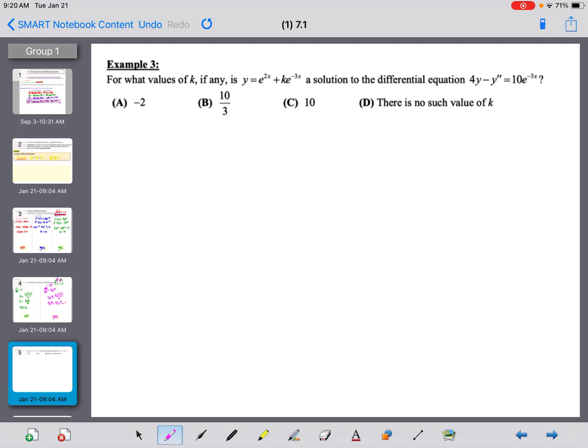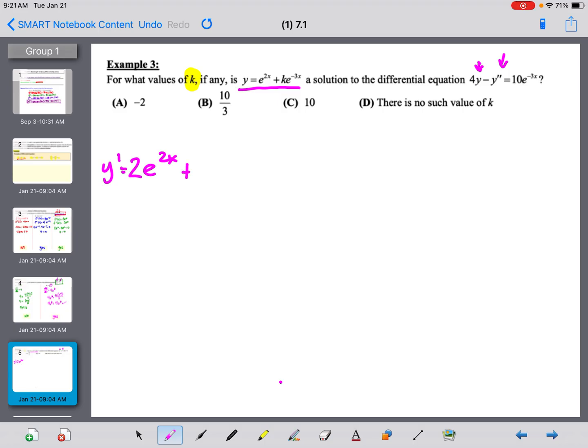All right, in this one, we want to solve for a value of k. So we're looking for that answer for k, but this is going to be a solution of this differential equation. Okay, so the first thing that we're going to do is go through and find everything we need. We need a y prime and we need a y double prime. So my y prime is going to be e to the 2x times the derivative of the exponent, which is 2.